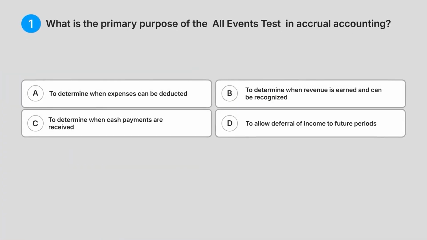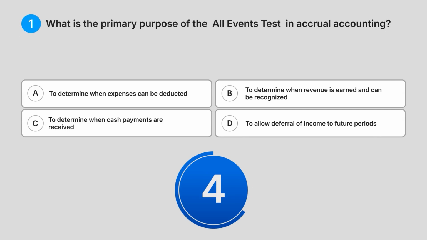1. What is the primary purpose of the all events test in accrual accounting? A. To determine when expenses can be deducted. B. To determine when revenue is earned and can be recognised. C. To determine when cash payments are received. D. To allow deferral of income to future periods. Can you guess the answer?